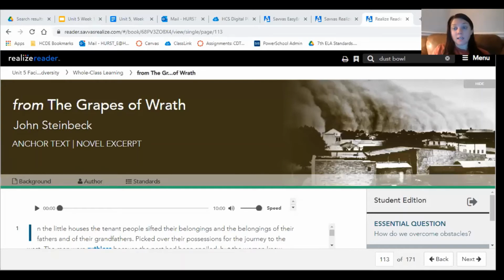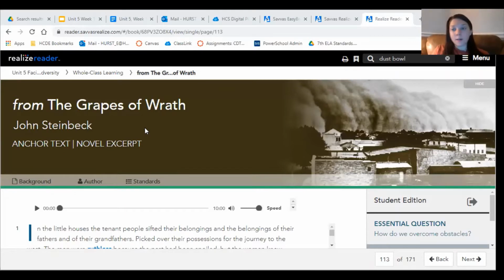I'm going to continue on with our lessons. Yesterday we looked at the Dust Bowl video. Today we are going to look at an excerpt from The Grapes of Wrath by John Steinbeck. This is an excerpt from a novel, so an excerpt is part of a text.